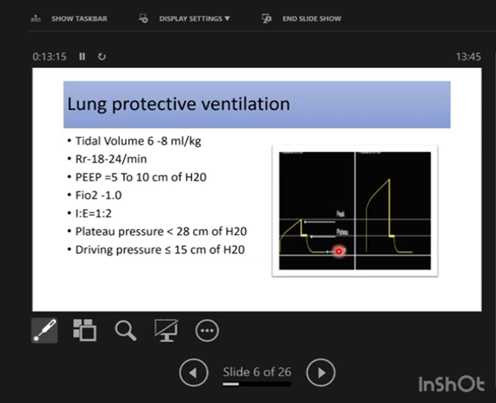So what is lung protective ventilation? You already know, so I don't want to go into detail. Just the target is 6 to 8 ml per kg. Respiratory rate 18 to 24, though 35 is the limit. No ARDS patient gets ventilated on 35, so it is 18 to 24. PEEP of 5 to 10. FiO2 100. Inspiratory expiratory ratio, and driving pressure less than 15. Driving pressure is easy to monitor. And peak and plateau we will learn in troubleshooting and ventilator graphics. We will know how important it is to realize and utilize this.